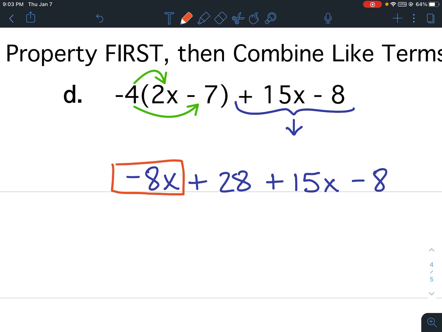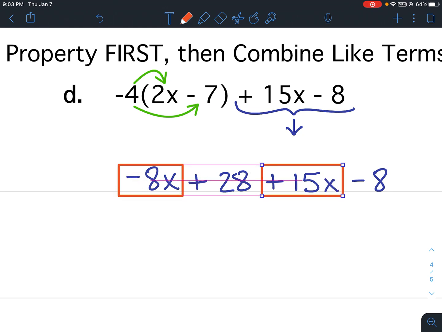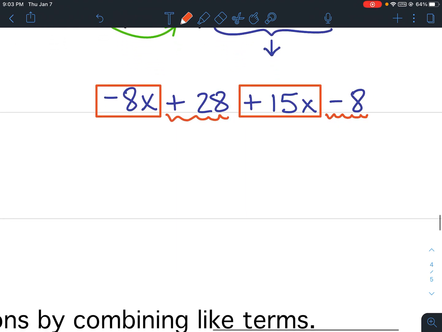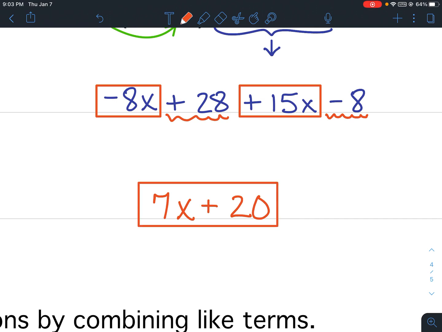Box my x terms. Put squiggly lines under my constant terms. All right, negative 8 plus 15, or 15 minus 8, would give me 7x. And then 28 minus 8 would give me 20. And because that's a positive 20, I put plus 20. And that is it for example 4D.